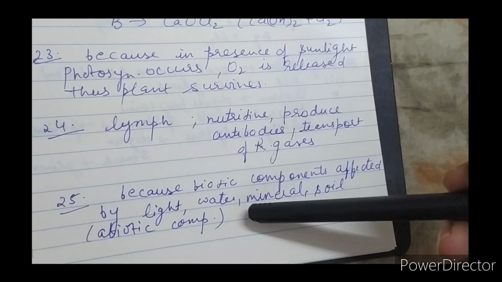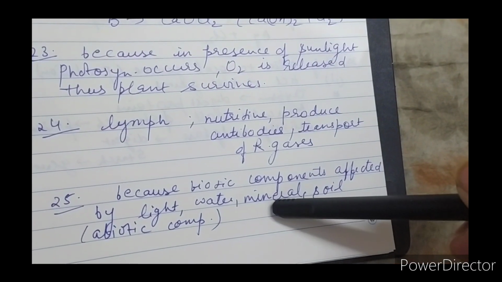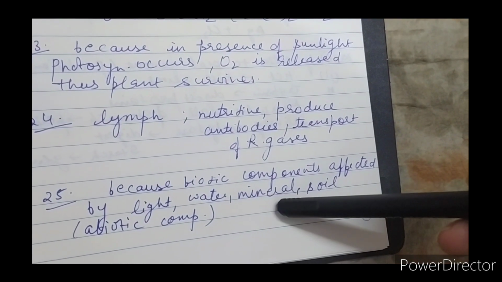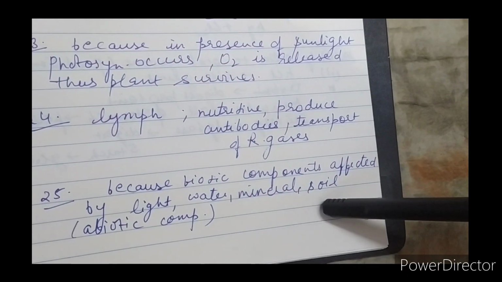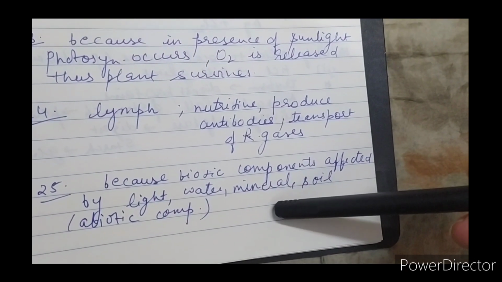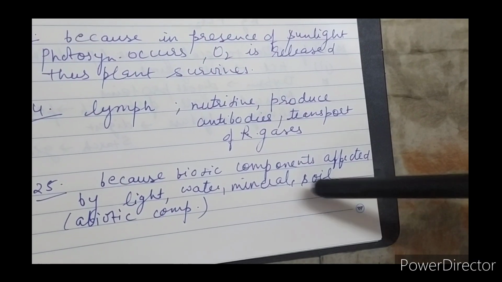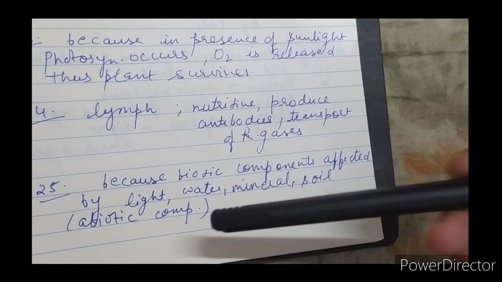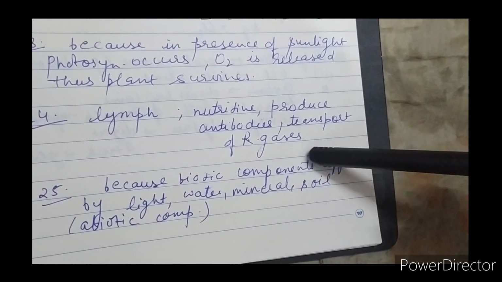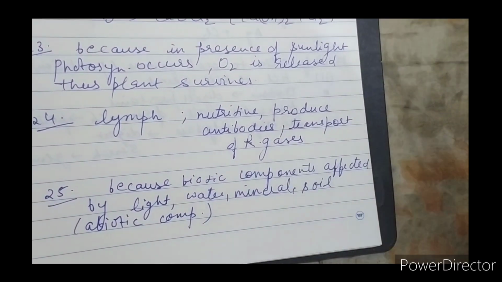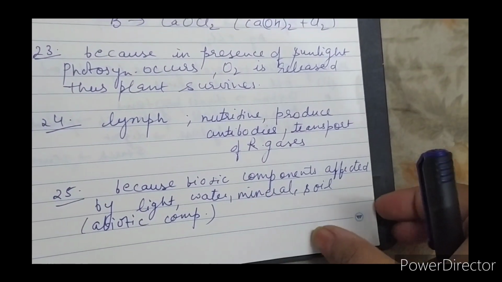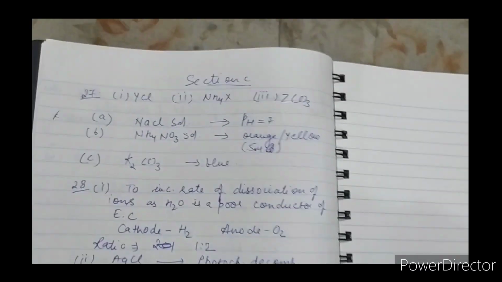Question number 25, why is a garden considered an ecosystem? Because an ecosystem is a combination of biotic and abiotic components, where plants are biotic components and they are indirectly or directly affected by light, water, minerals and soil, which are abiotic components. So because both are combined together in a system, it is termed an ecosystem. So a garden is an ecosystem.